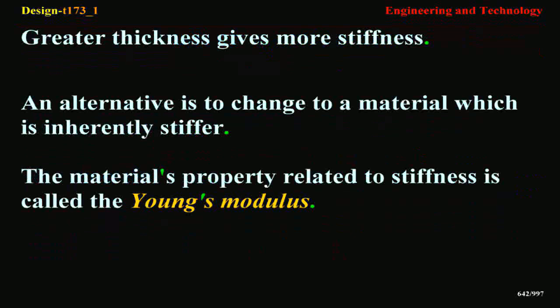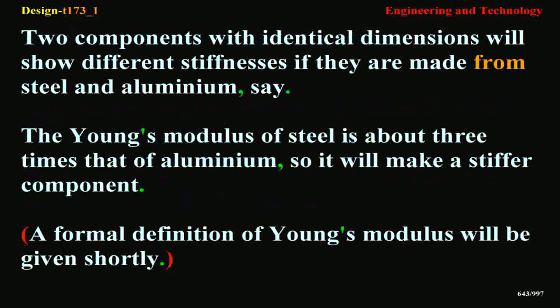An alternative is to change to a material which is inherently stiffer. The material's property related to stiffness is called the Young's modulus. Two components with identical dimensions will show different stiffnesses if they are made from steel and aluminum, say. The Young's modulus of steel is about 3 times that of aluminum, so it will make a stiffer component. A formal definition of Young's modulus will be given shortly.